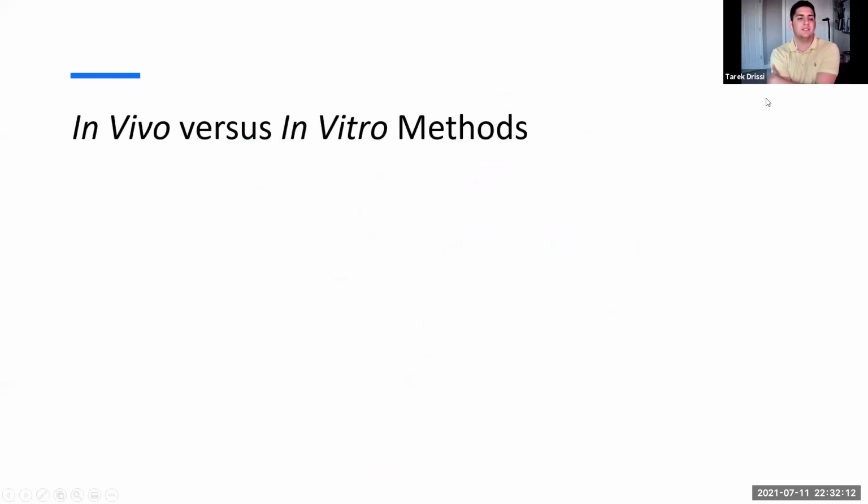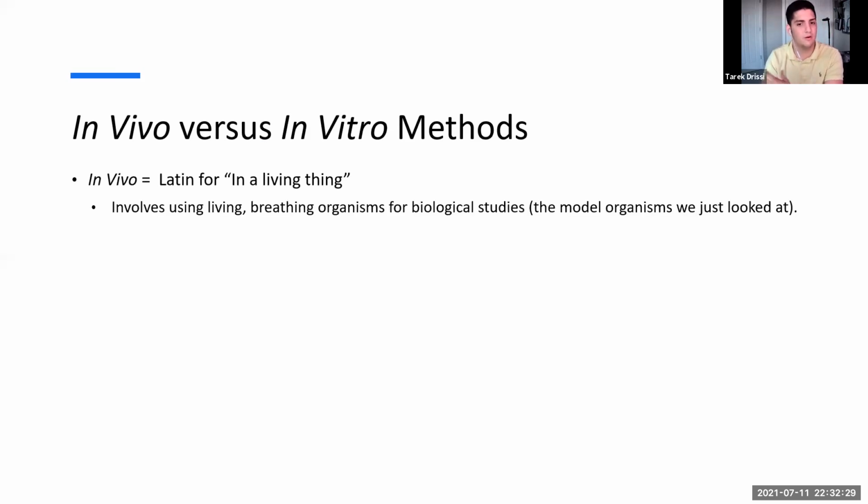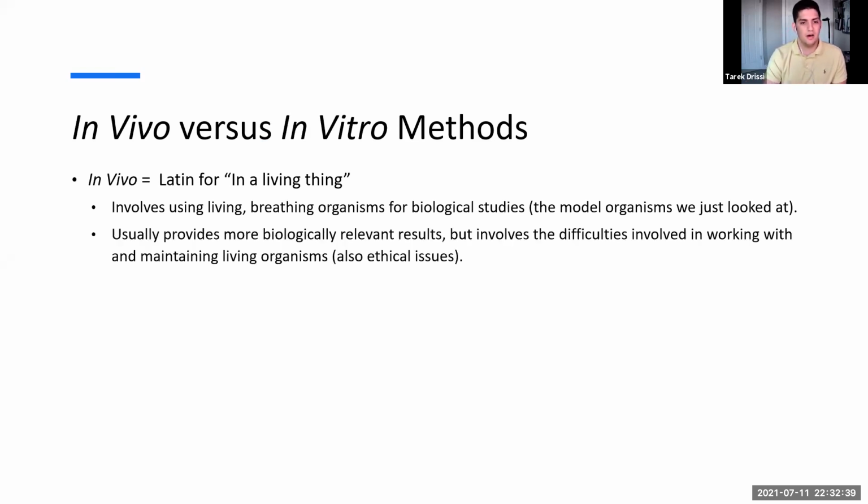Okay, so next is in vivo versus in vitro methods. So let me just define these. In vivo is Latin for in a living thing. So when I say an in vivo method, it means studying science using a living, breathing model organism. The model organisms that we just looked at are an example of an in vivo method.